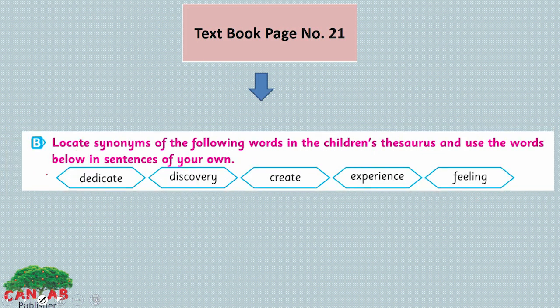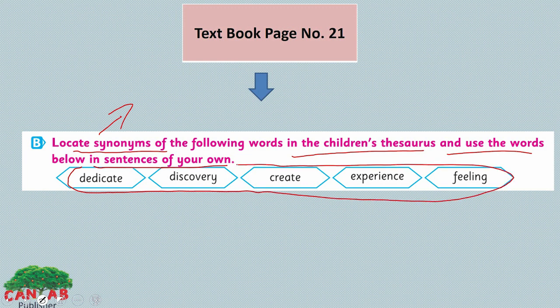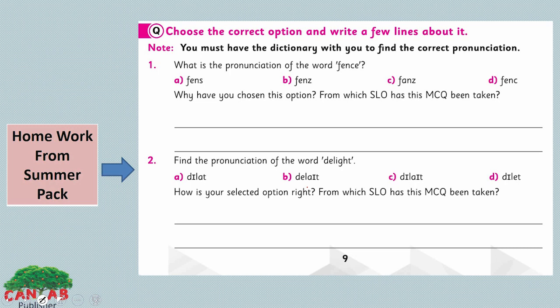Now look here. Locate synonyms of the following words in the children's thesaurus and use the words below in sentences of your own. We have discussed synonyms. What are synonyms? Synonyms are words which have nearly or mostly the same meaning. Thesaurus means a dictionary of such words. So you have to find the words that have the same meaning as these words and write them in your notebook. You also have to use these words in your own meaningful sentences. Dear student, this is your homework from the summer pack.